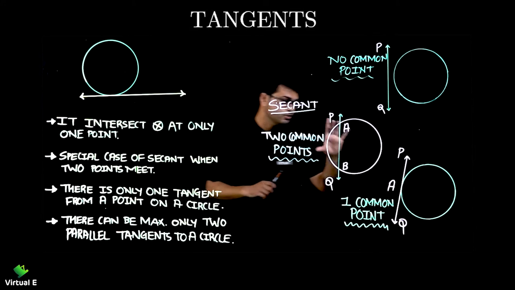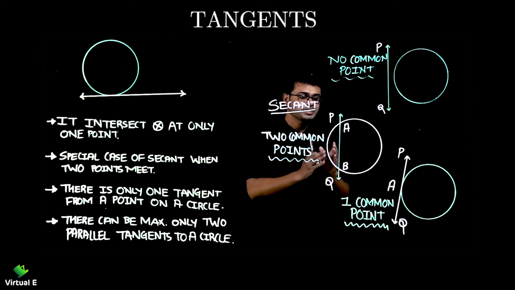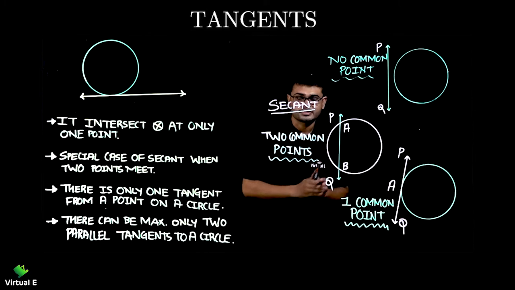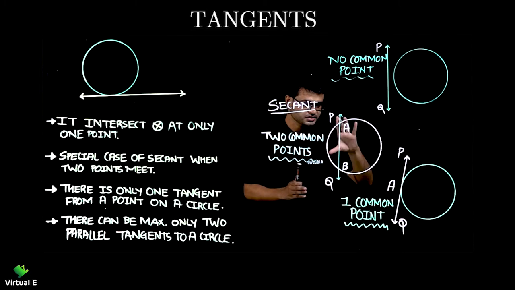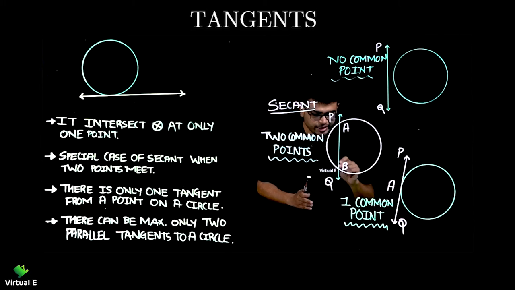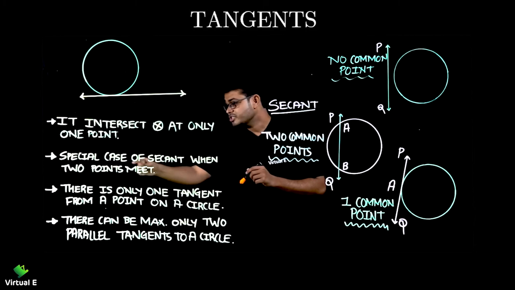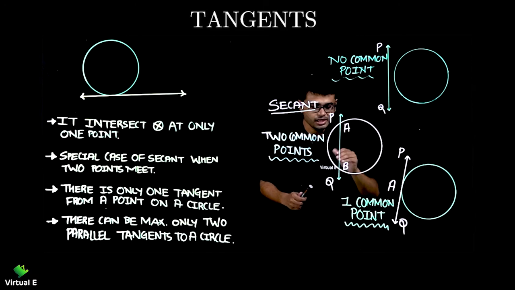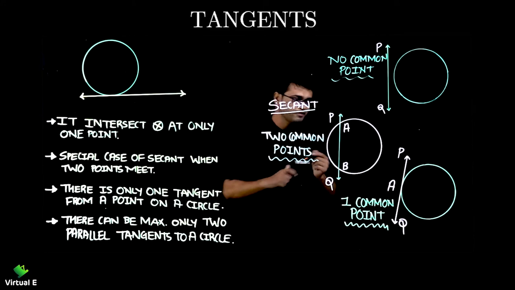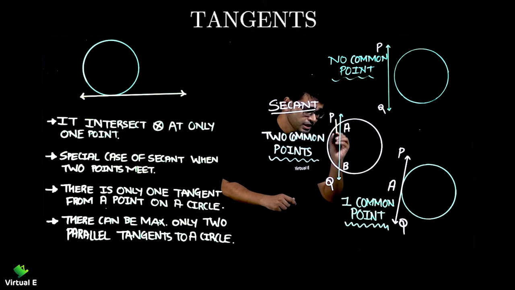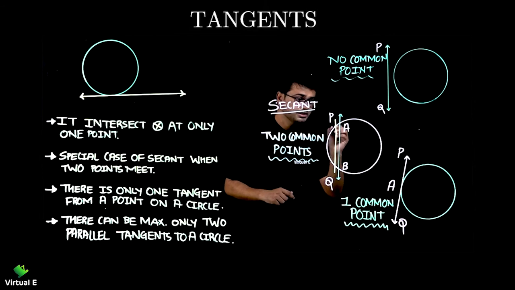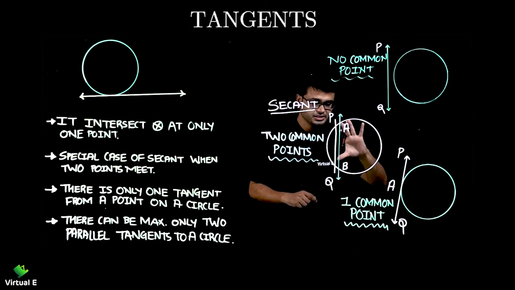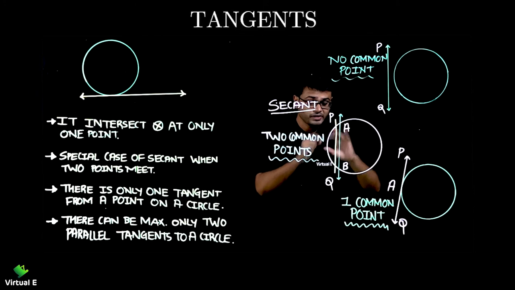So secant, I told you that it is a case where the line is inside the circle. Now see, in case of secant there are 2 points, point A and point B. It is written special case of secant when 2 points meet. So there are 2 points A and B. We want that to meet. So what will happen? If I draw this secant over here, the distance is decreasing. Initially this was the distance, now it is decreasing.